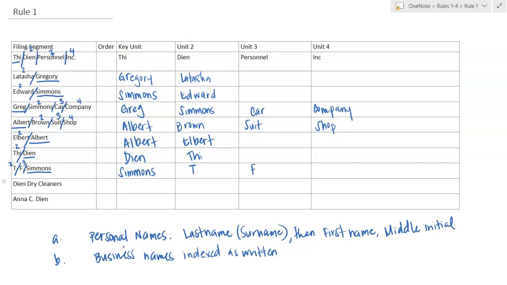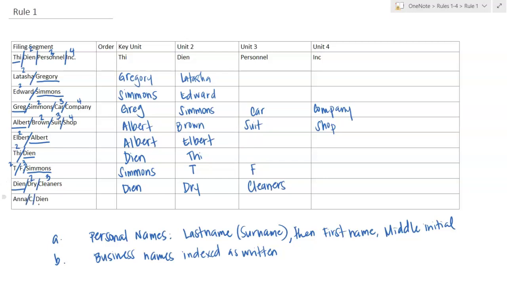Okay, next we have DN Dry Cleaners. This is a business name, so I'm going to index it straight across. DN is my key unit. Dry is unit 2. Cleaners is unit 3.